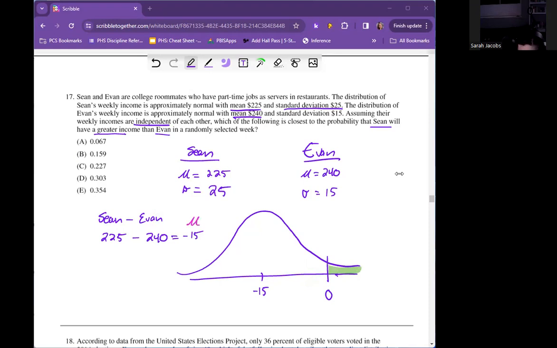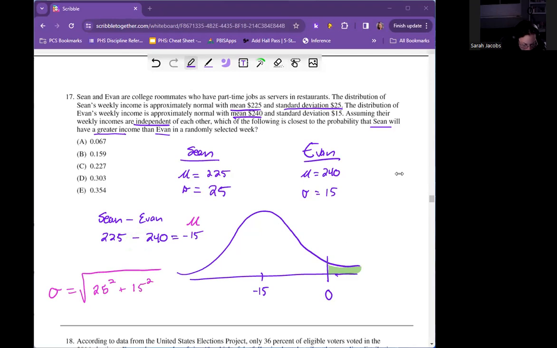For the standard deviation of this distribution, though, we do that Pythagorean theorem of statistics. What I mean by that is we're taking the square root of Sean's standard deviation squared plus Evan's standard deviation squared. And it doesn't matter that I did minus for the mean. Standard deviation is always plus, because we have to account that 2 people is going to have more variability than 1 person, right? They could be moving in opposite directions. They could be moving in the same direction.